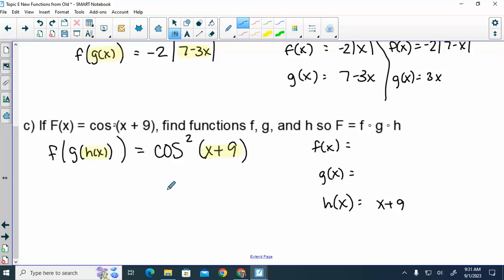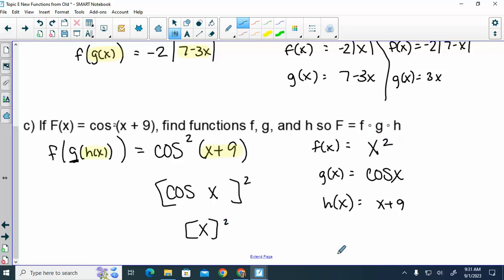Okay, so I think about this. Cosine squared just means you're going to take cosine and square that answer. And if I'm working backwards, you would replace that x plus 9 with just an x. So g of x is the next thing. What's the next inside? Okay, if I'm working backwards, if I take that out, I replace it with an x. So that means f of x is just x squared.